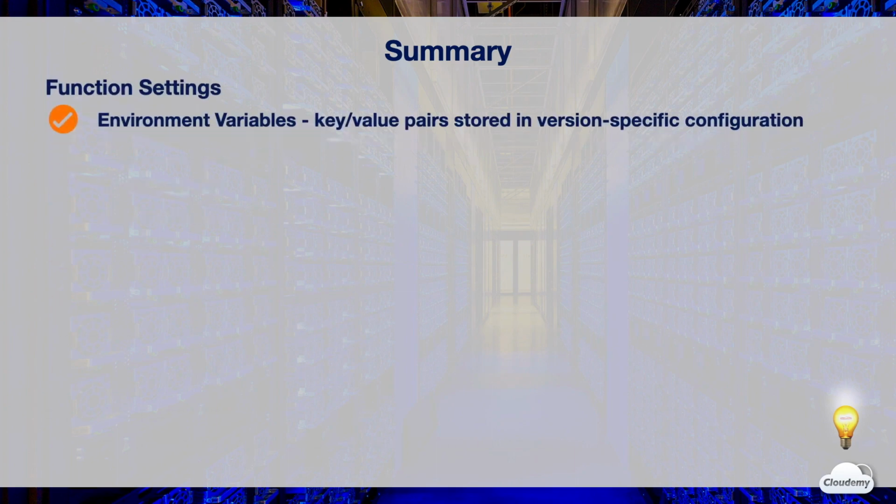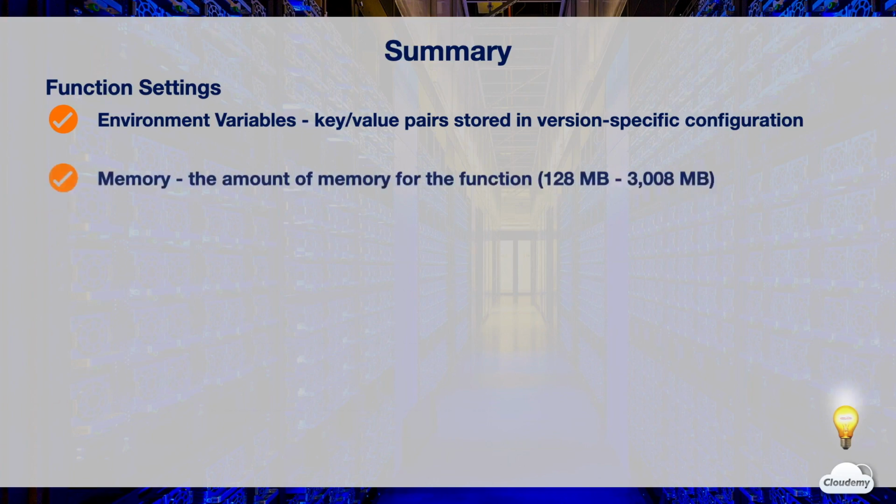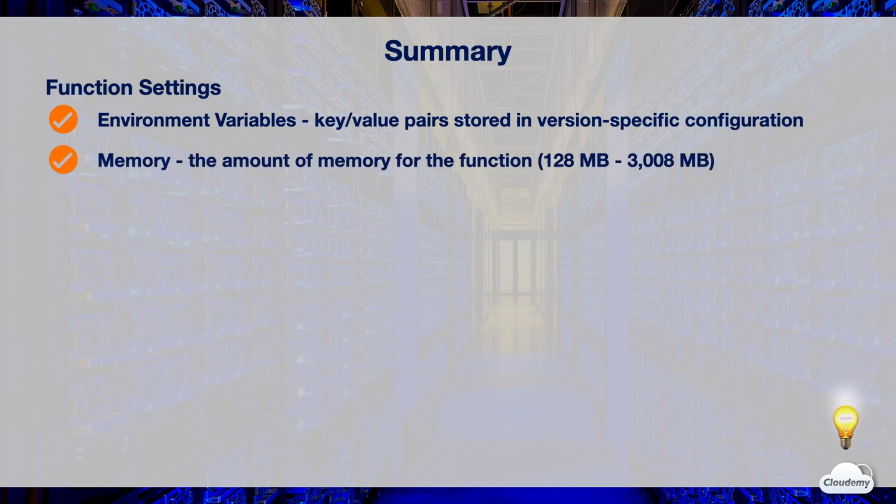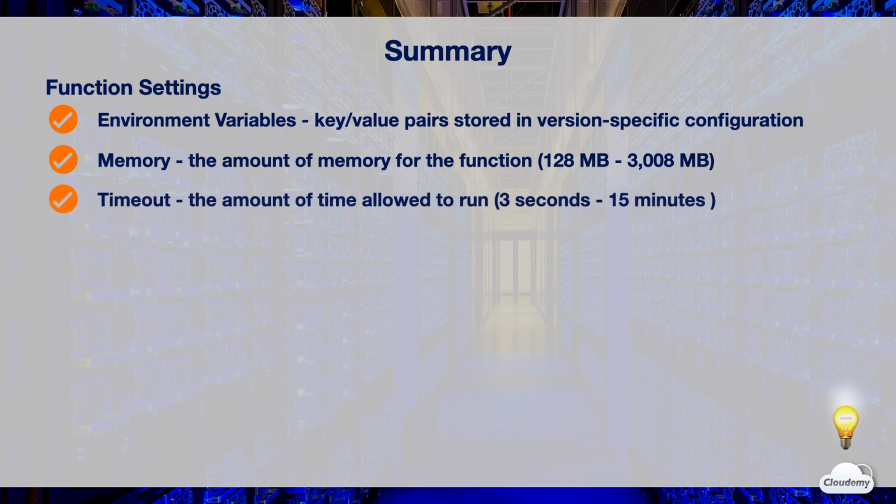An environment variable is a key-value pair that is stored in a function's version-specific configuration. You can use environment variables to pass dynamic values to your function and adjust its behavior without updating the code. You can specify the amount of memory available to the function, choosing an amount between 128 megabytes and 3008 megabytes. Lambda allocates CPU power in proportion to the amount of memory that you specified. Timeout is the amount of time that is allowed to run the function before stopping it. You can set the timeout between 3 seconds and 15 minutes, the default timeout is 3 seconds.